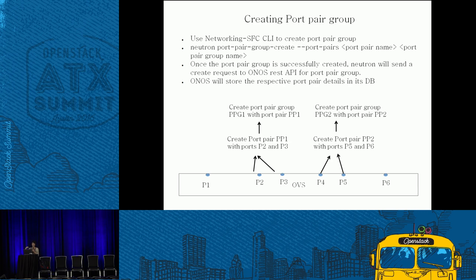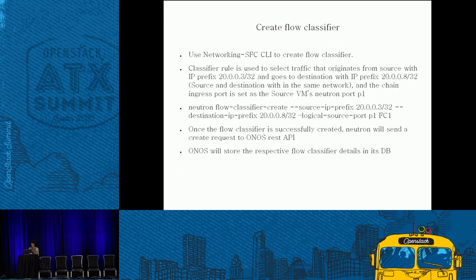Once those CLIs are successfully executed, Neutron will send the create request to ONOS, and then ONOS will store this information in its database. We're also going to create a flow classifier. Same thing: once this is created, Neutron will send it to the ONOS controller, and the ONOS controller will store the flow classifier details in its DB.